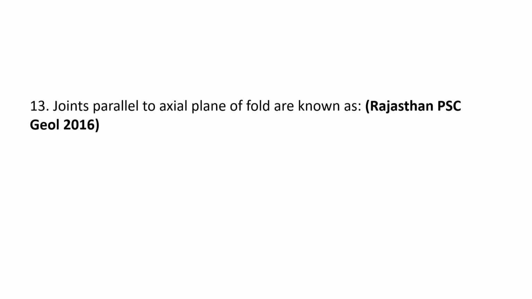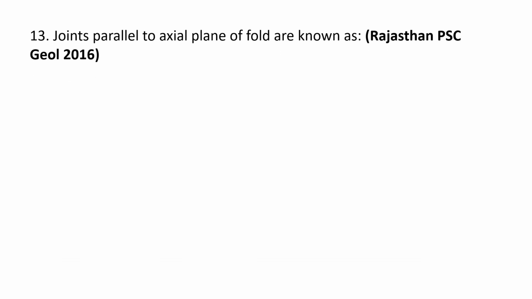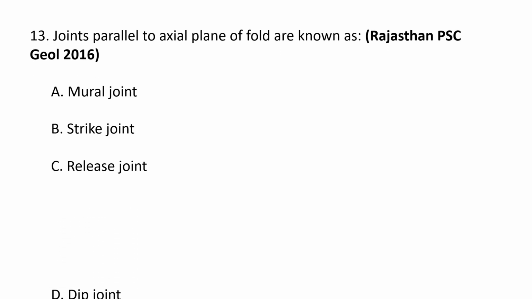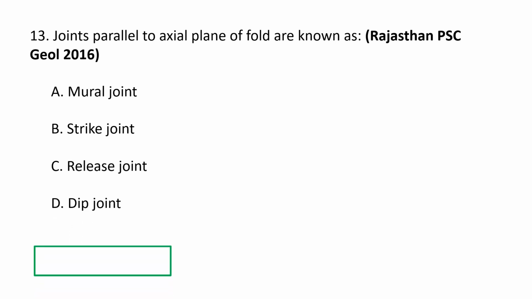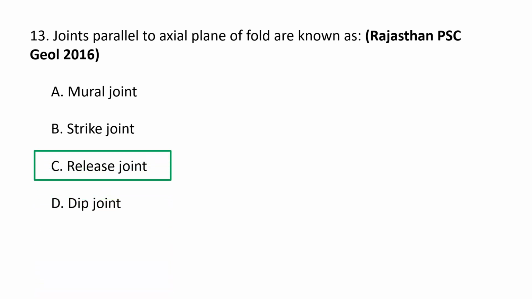Next question. Joints parallel to the axial plane of a fold are known as A. Mural joint, B. Strike joint, C. Release joint, and D. Dip joint. So the correct option is release joint. Release joints are nothing but the joints which are parallel to the axial plane or fold axis, and these are known as the release joints. C is the correct option.